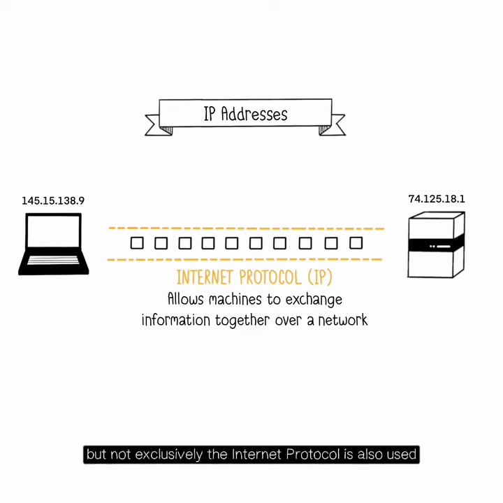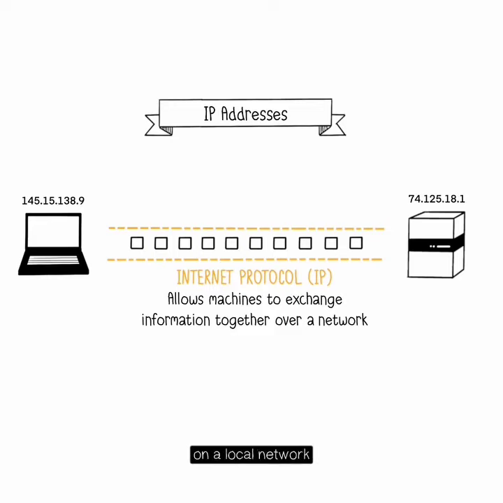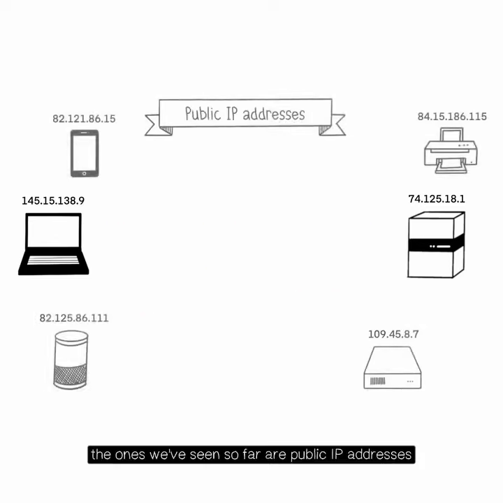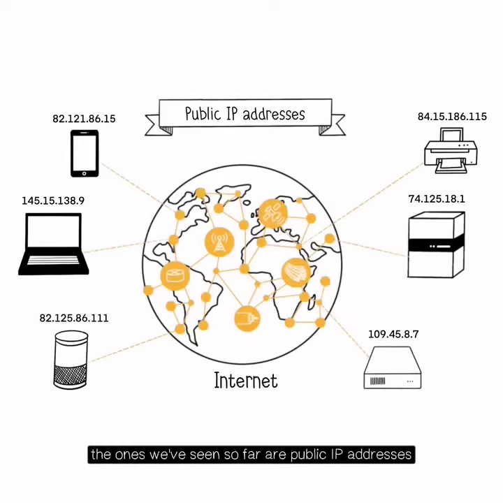The Internet Protocol is also used for exchanging messages between machines on a local network. And this IP protocol uses numerical addresses, called IP addresses. There are two types of IP addresses. The ones we've seen so far are public IP addresses. These are the ones used on the internet.